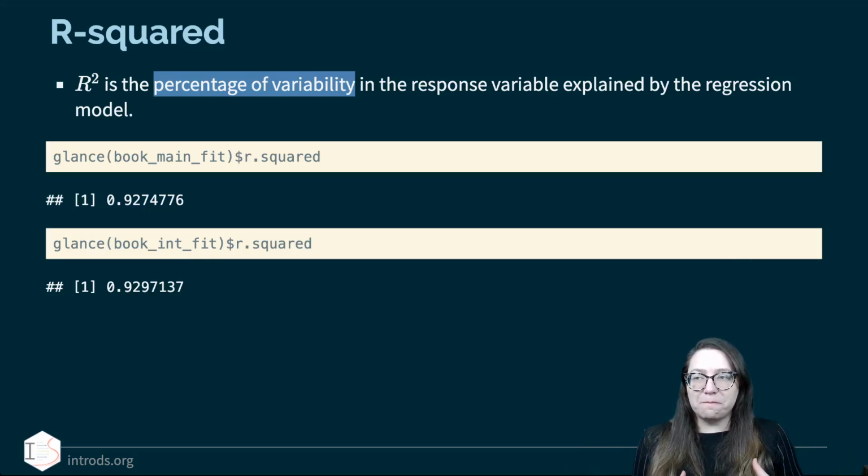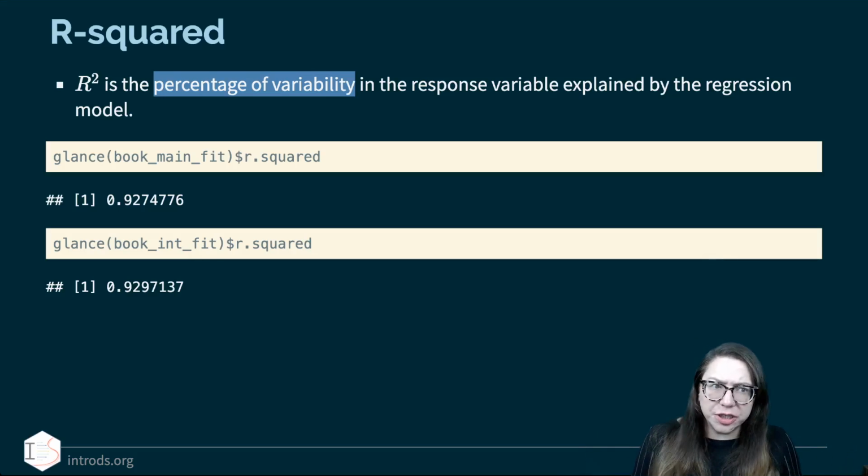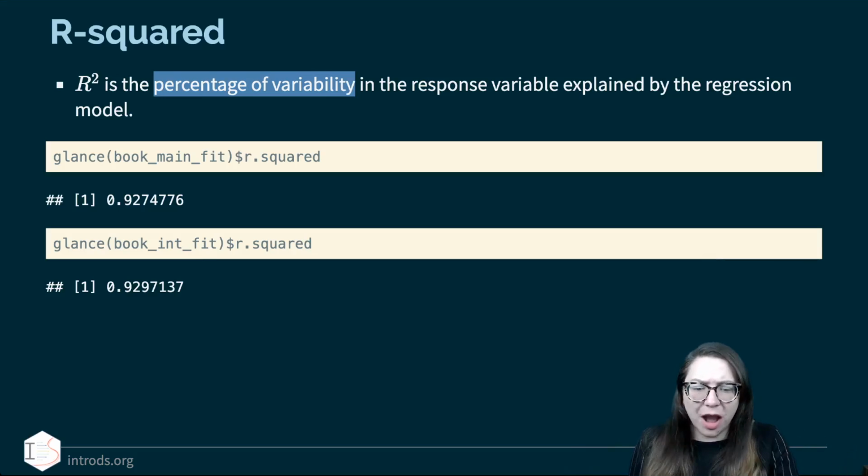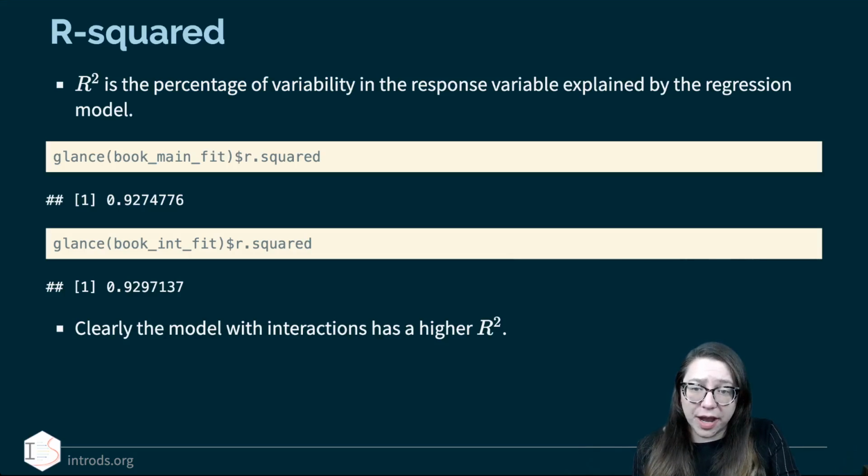But if we had a data set with all different types of books, some children's books, some art books, some coffee table books, and some novels, paperback novels, then I think that the R squareds would be potentially a lot lower. So in general, we want a high R squared, but it's not always easy to achieve that. So in this case, clearly the model with the interactions has a higher R squared.